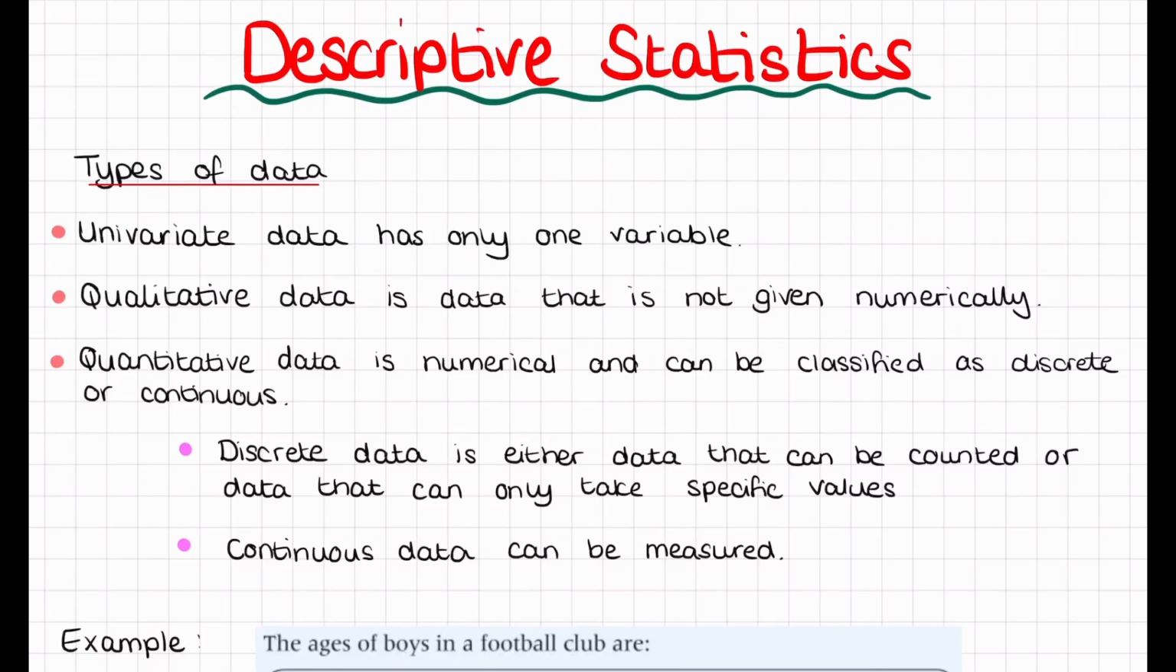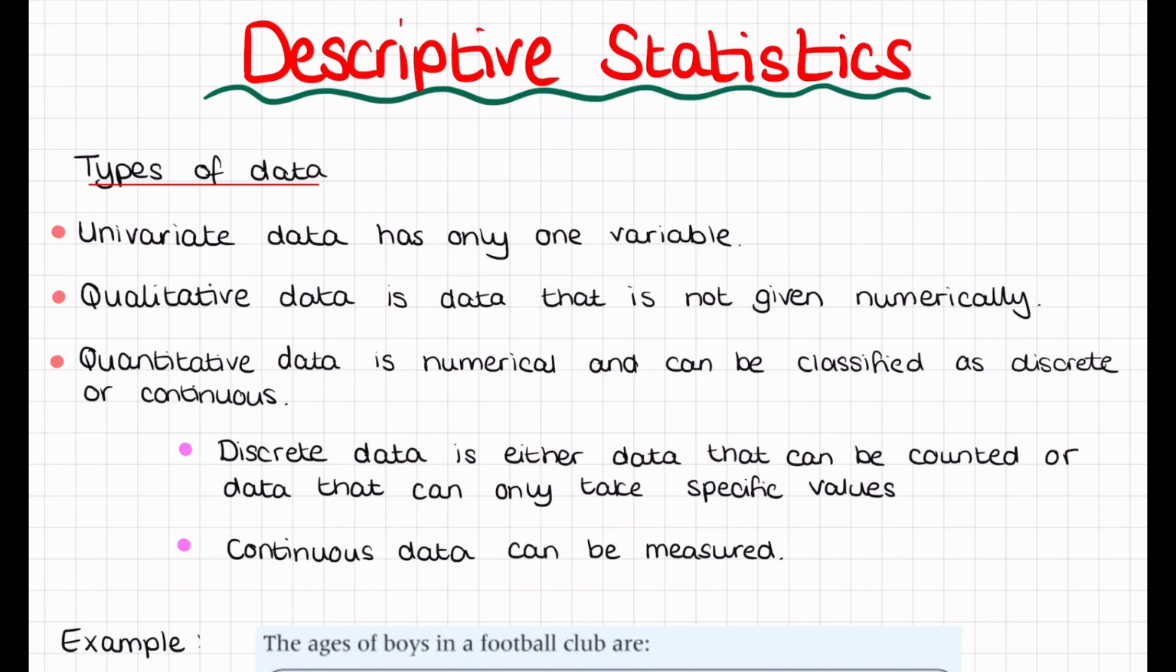This video is the start of descriptive statistics. First of all, we're going to start with different types of data. So we can have univariate data, which only has one variable. Qualitative data is data that is not given numerically, such as red cars, blue cars, yellow cars. Quantitative data is numerical and can be classified as discrete or continuous.